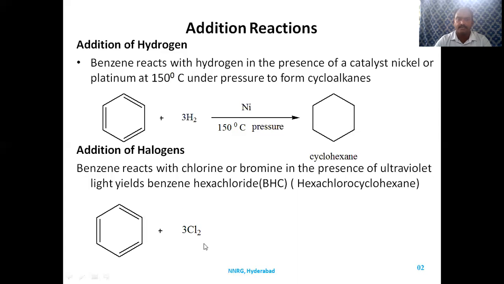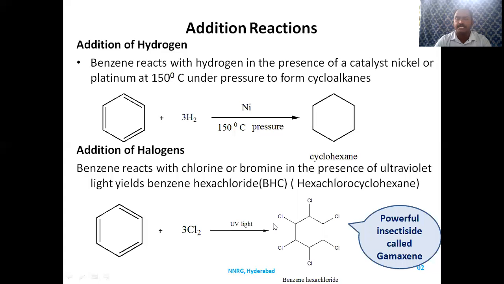So when benzene reacts with 3 moles of chlorine molecule or bromine molecule in the presence of UV light, a chlorine atom is attached to all the 6 carbons to form benzene hexachloride, or BHC, as we call it, or hexachlorocyclohexane. This molecule acts as a powerful insecticide called gammexane. It is being sold under the trade name of gammexane.